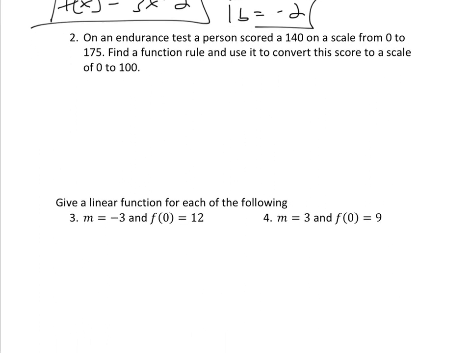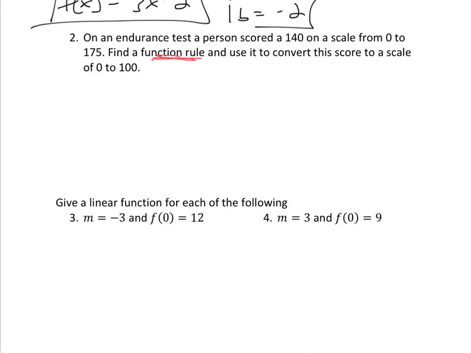So we've got this endurance test. You get a 140 out of 175. We're going to find the rule and use it to convert the score to a scale of 1 to 100. So what we need to do is find a function rule. Function rule is just a really fancy word for slope. So how do you find slope? Well, if you think about it, if you got 175 over 100, right?